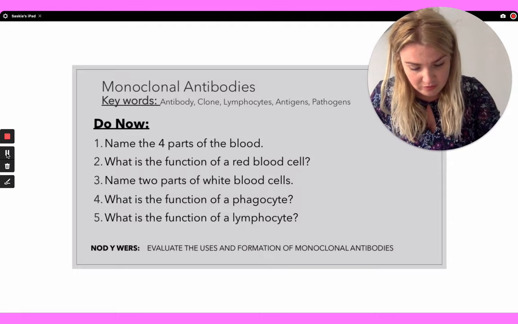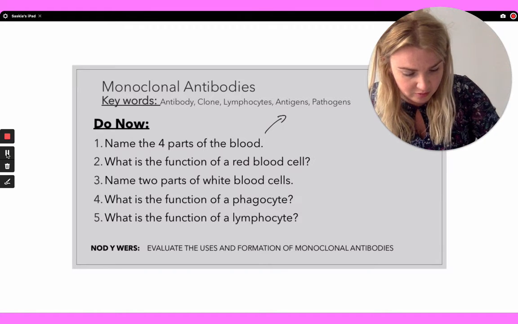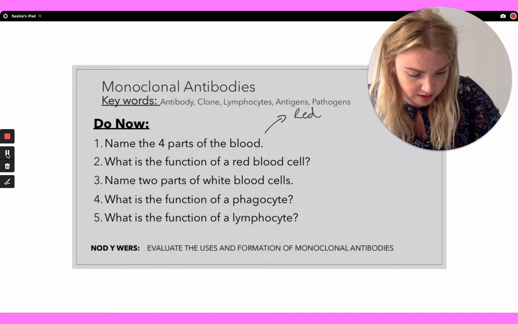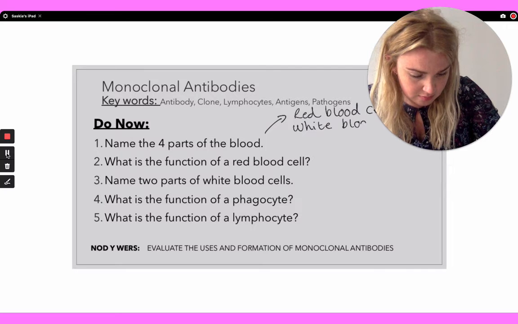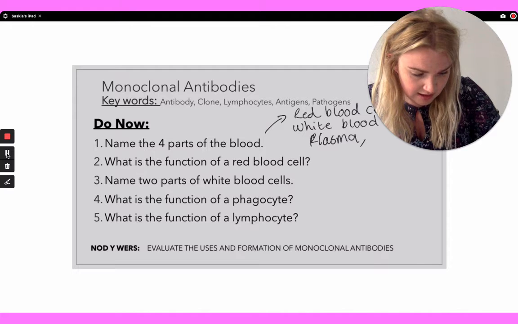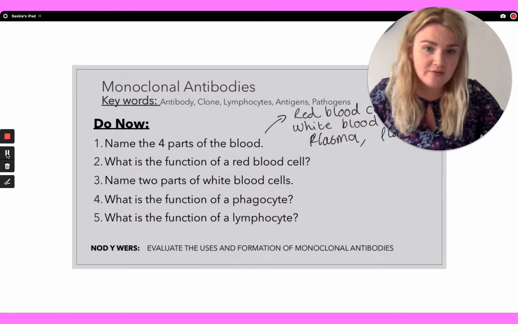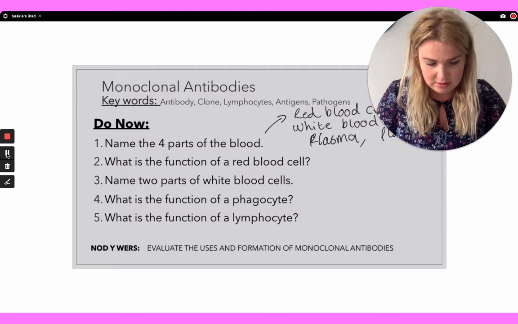Right, so the 4 parts of the blood, if you can remember from last year, you would have red blood cells, white blood cells, plasma, and platelets. Okay, so they're the 4 types of blood.